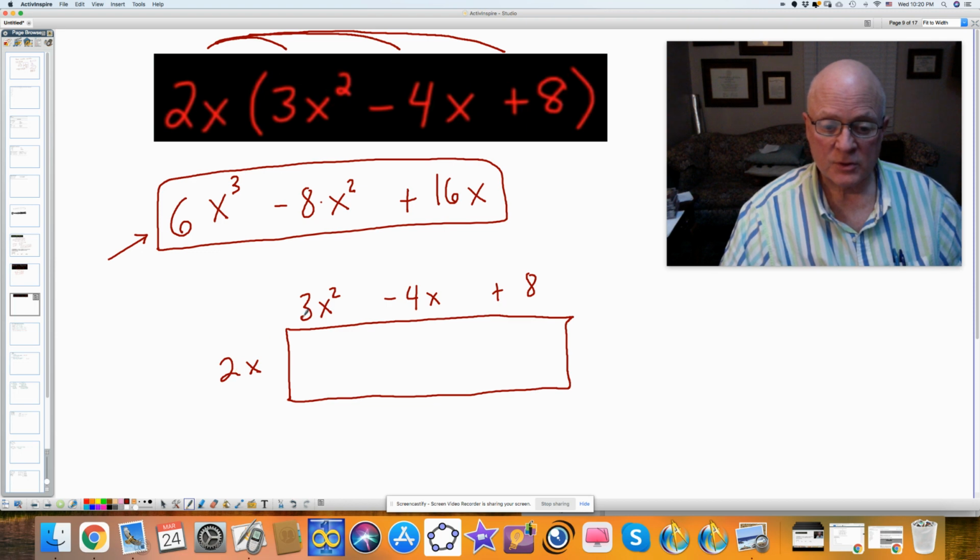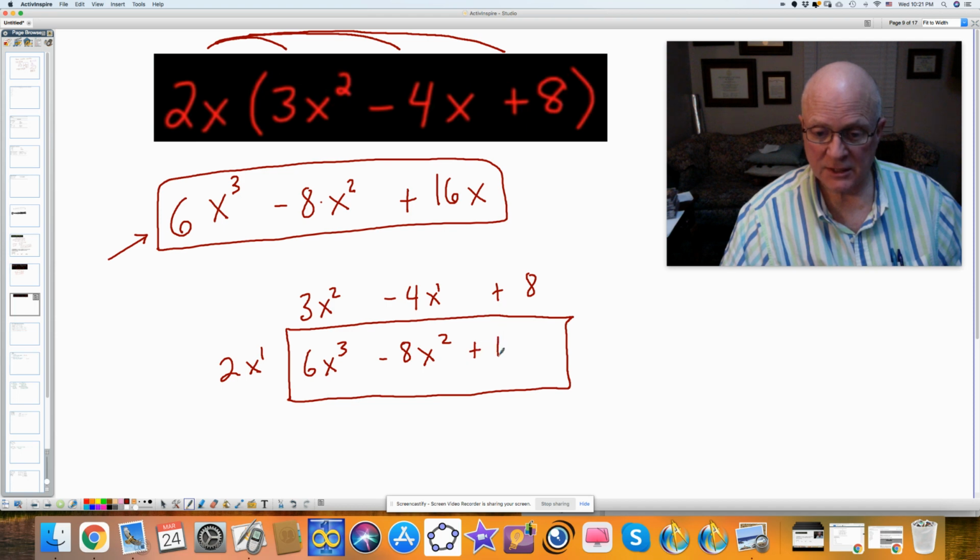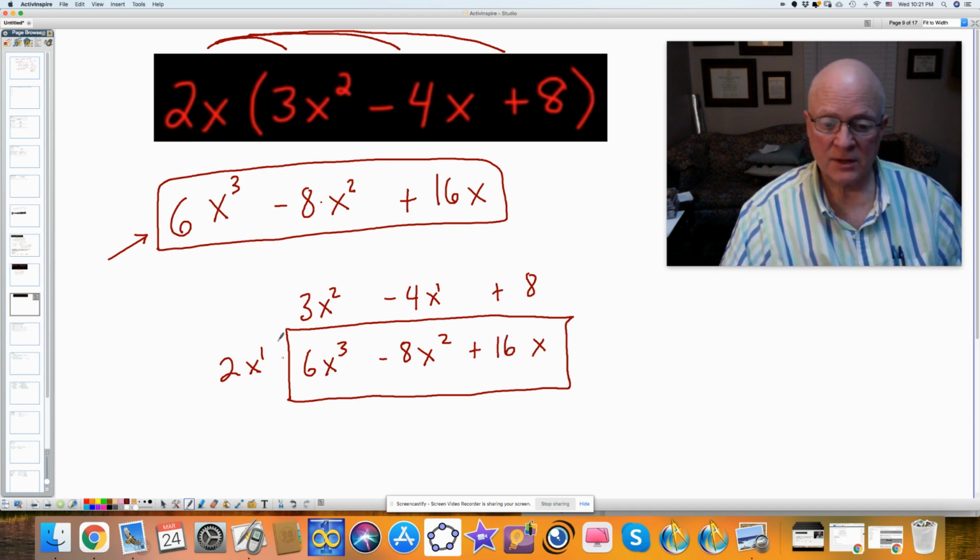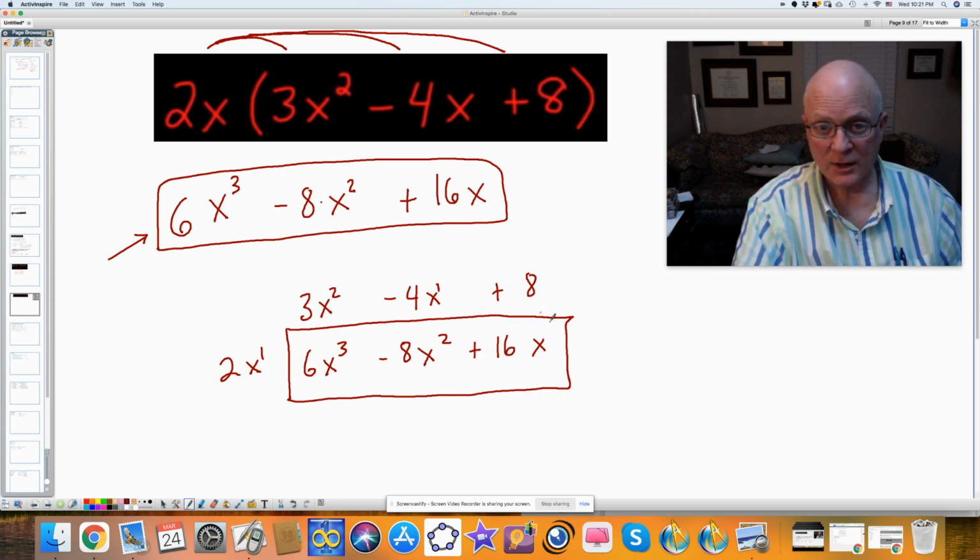So when I multiply 2 times 3, I get 6. X to the 1 times x squared is x cubed. We also have to multiply this term by this one. So 2 times negative 4 is negative 8. X to the 1 times x to the 1 is going to be x squared. And 2 times 8 is 16. This is going to be a plus 16x. And I get the same thing. Maybe this makes more sense to you to write it this way. Good luck and success.